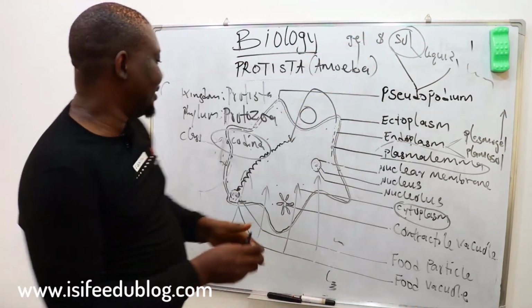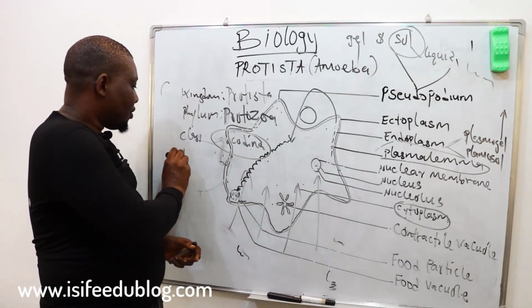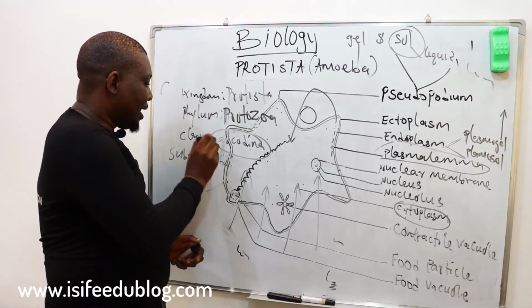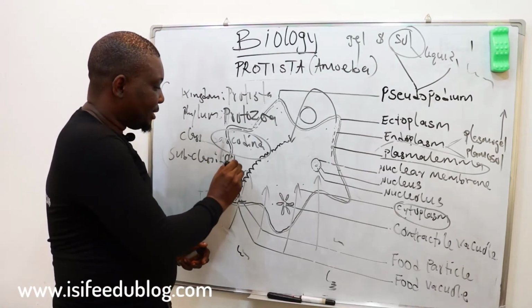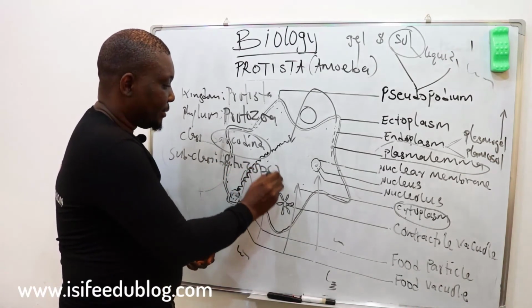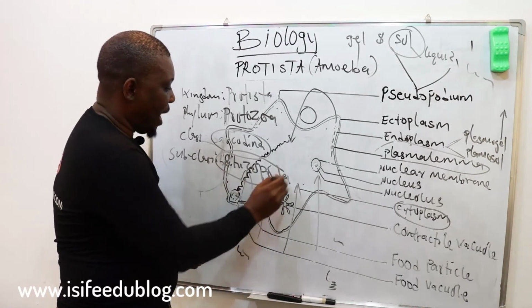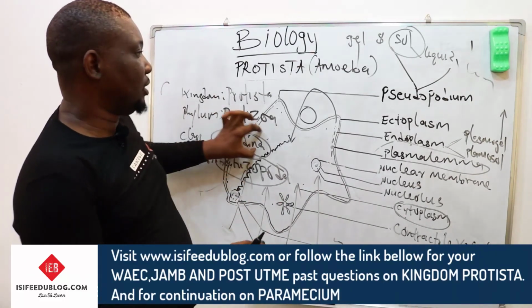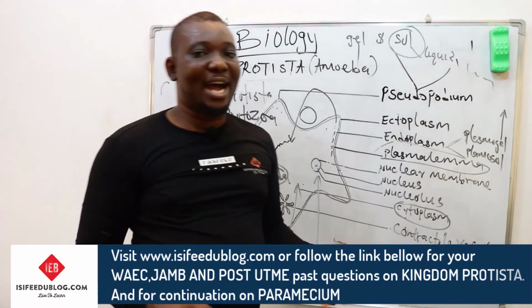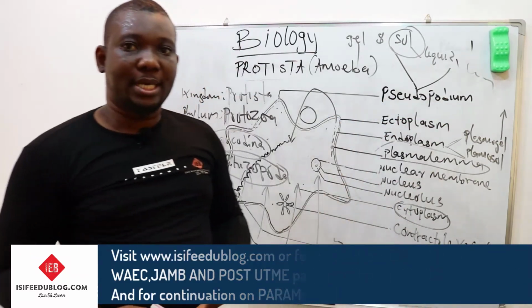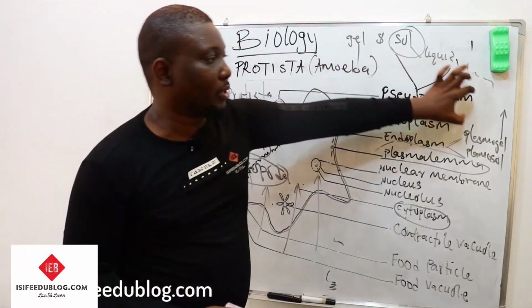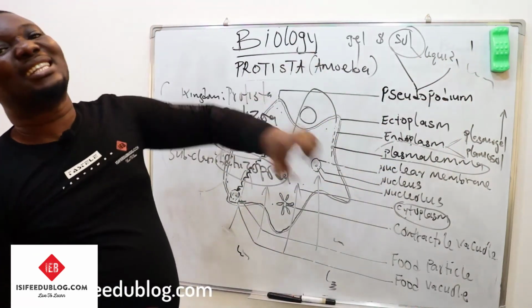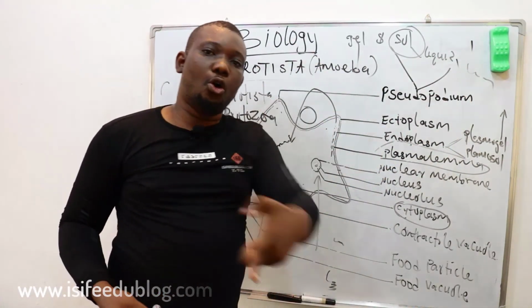Pseudopodia for movement. Then the smaller class, called the subclass, is Rhizopoda. Why Rhizopoda? Rhizopoda are a subclass of Sarcodina whose pseudopodia are blunt. And these blunt pseudopodia are constantly used for locomotion.